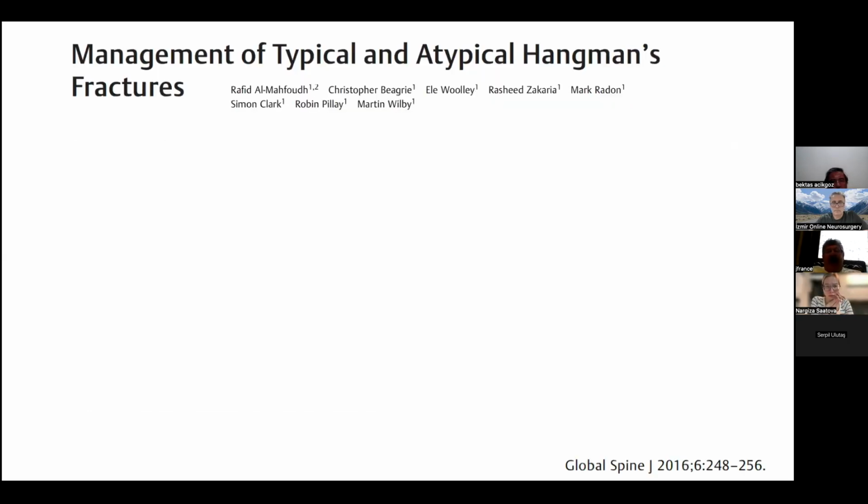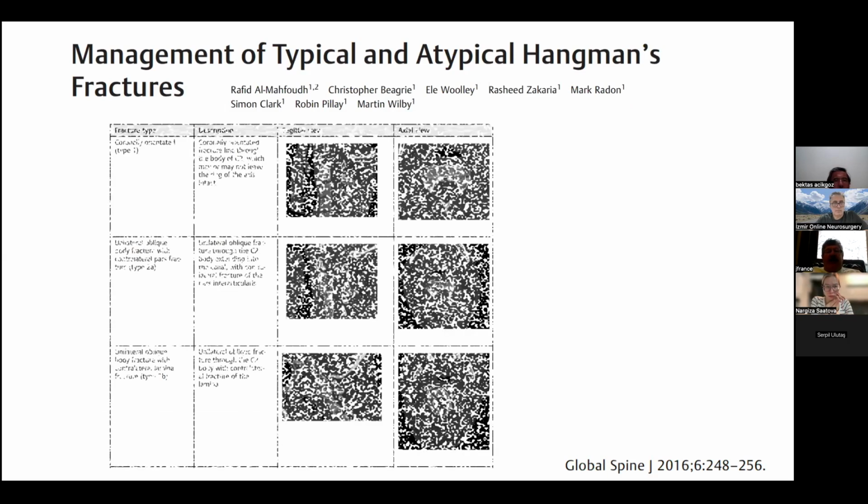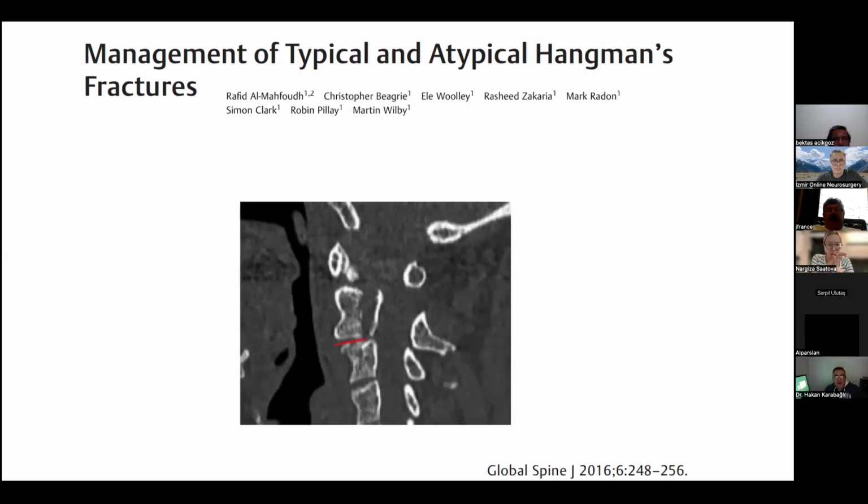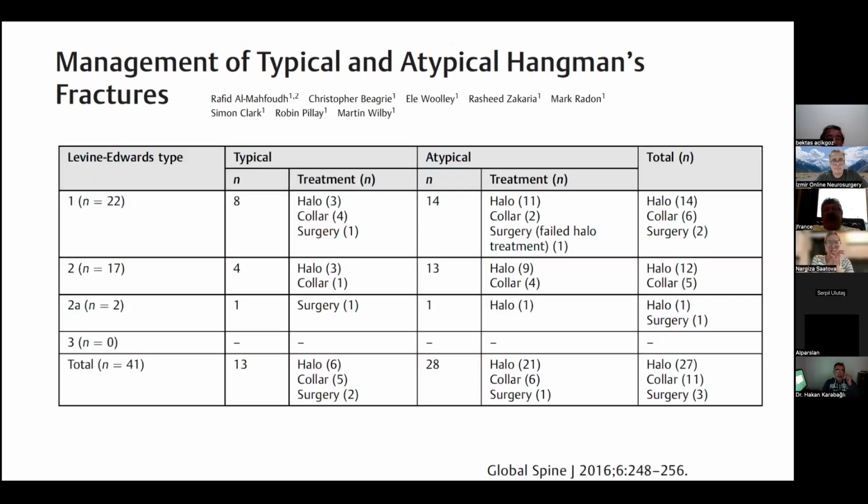There's actually a pretty decent paper specifically comparing typical and atypical Hangman's fractures. They developed a bit of a classification for the atypical fractures. The fear is obviously if the ring is intact and you see this posterior wall and the fracture pattern didn't occur through the pars, but slightly more anterior, the concern is the ring shifts forward, it can potentially pinch the cord. In this paper, and again, it's a case series, the vast majority of these were treated non-operatively.